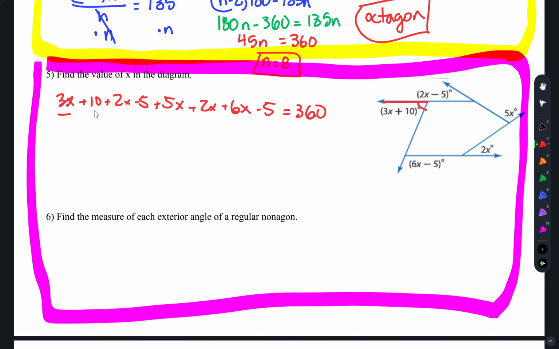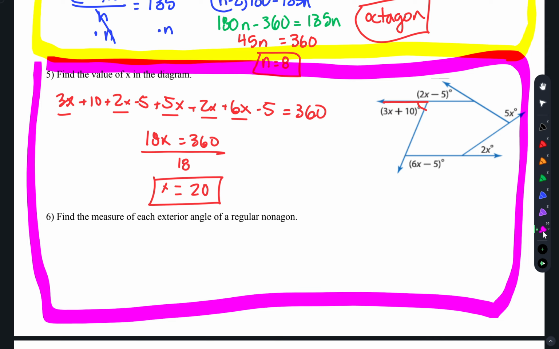I'm going to combine like terms. I believe this is 18x equals 360. I think my constants cancel out. I'm going to divide everything by 18. I'm going to get x is 20. Good on that. Last one, find the measure of each exterior angle of a regular nonagon.